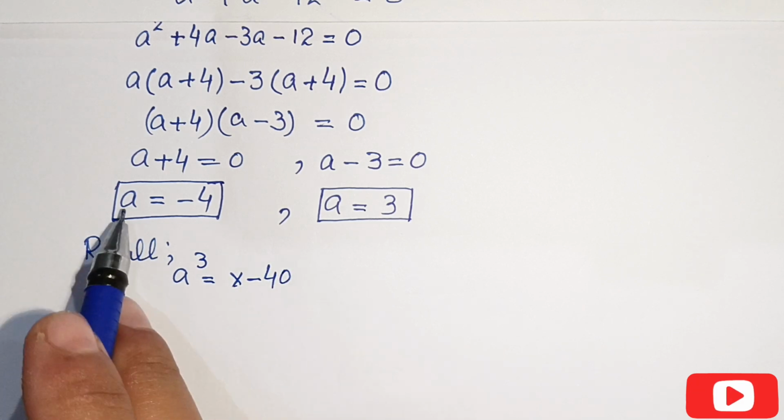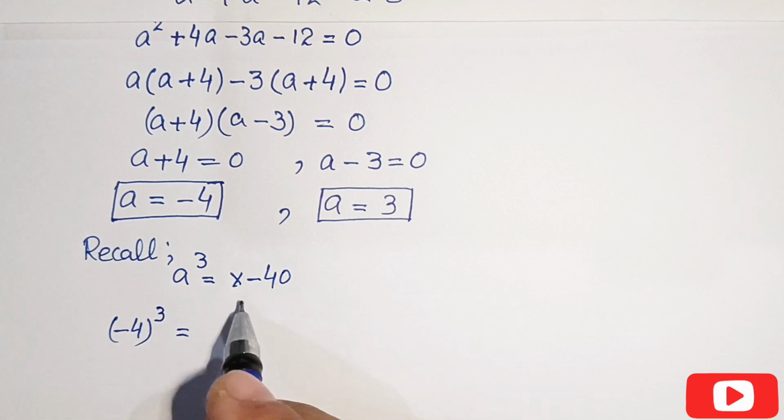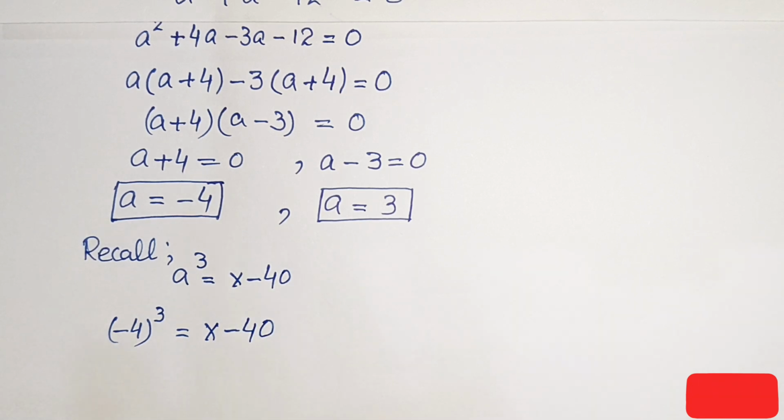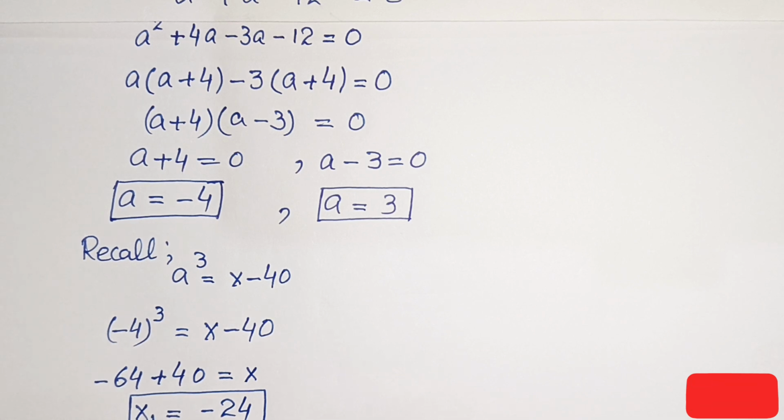So when a is equal to minus 4, then minus 4 cubed is equal to x minus 40. Now minus 4 cubed is equal to minus 64. Shifting this one, we get plus 40 is equal to x. So x is equal to minus 64 plus 40, which is minus 24. So x is equal to minus 24. It is the first value of x, let's say x1.